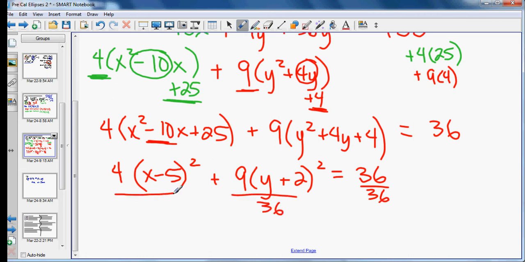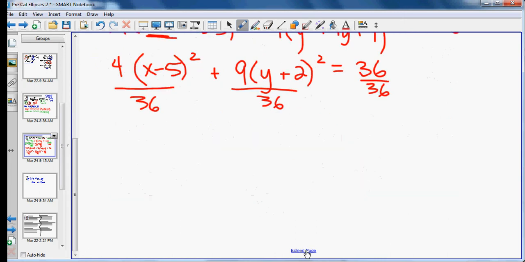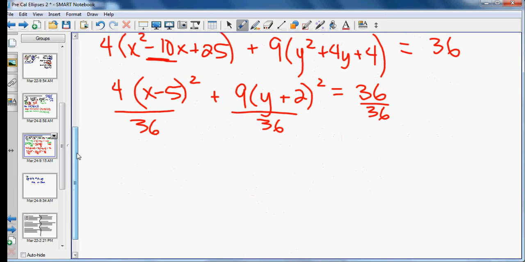Sadly, we haven't actually answered the question yet, because they want us to find the foci and the vertices. We can finally do that, though, now that we have the standard form of the equation. So I know I may have gone a little too fast here at the end, so I'm going to pause just a moment, try to help you catch up. Then we'll look at finding the foci and the vertices.